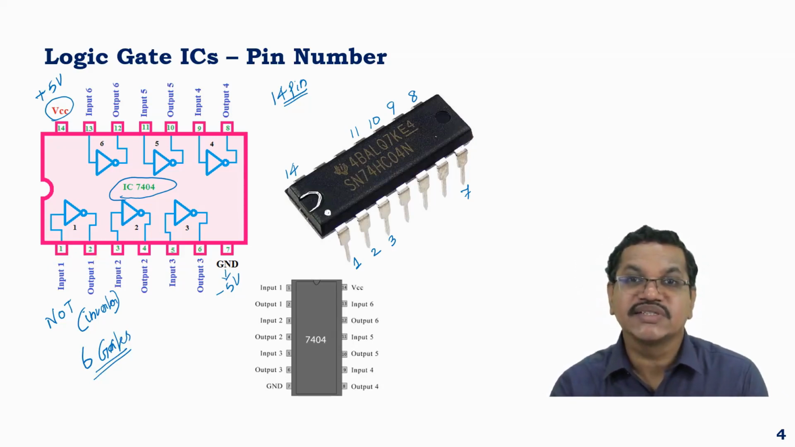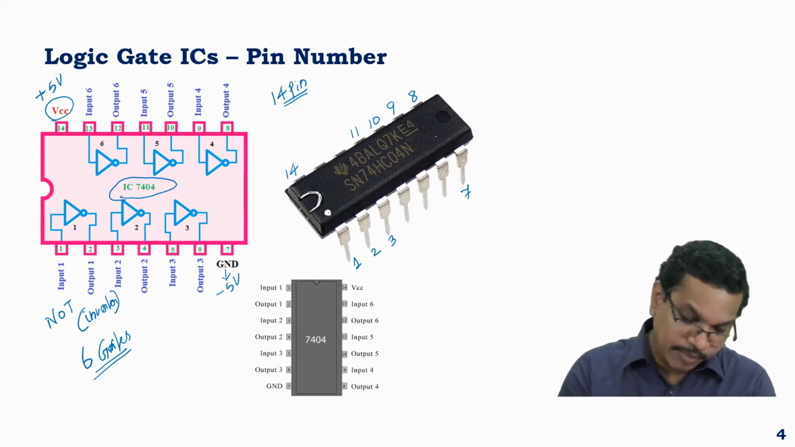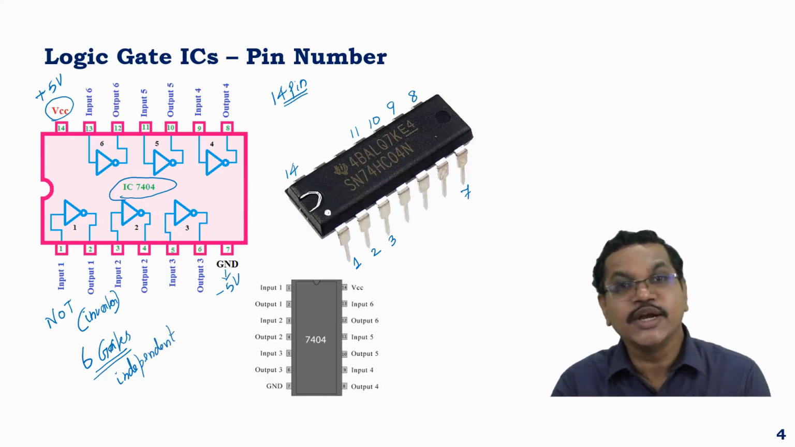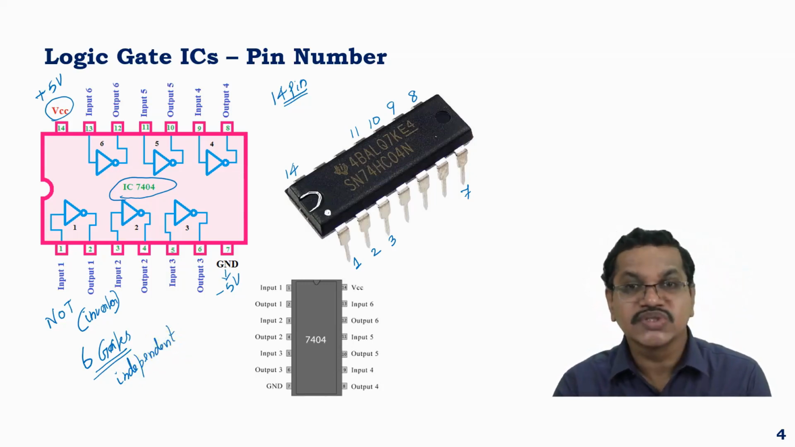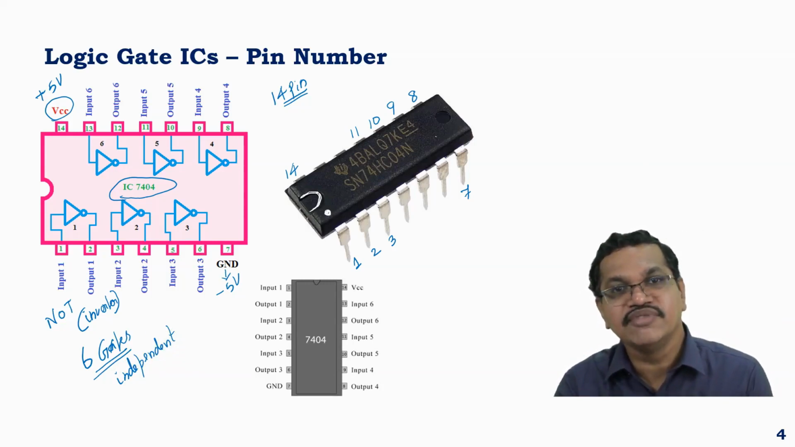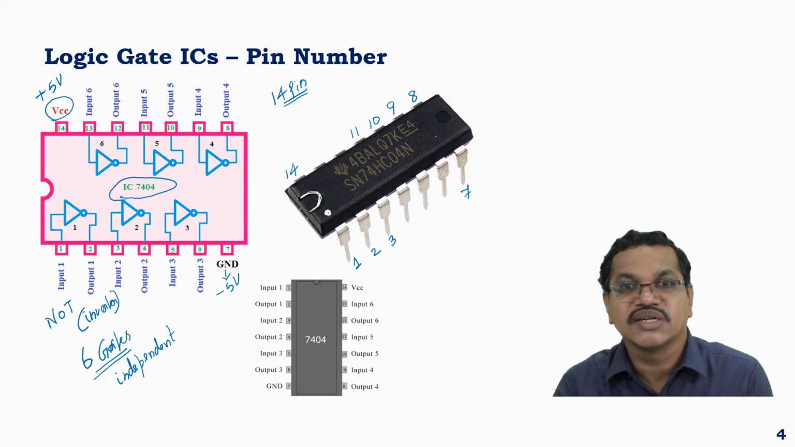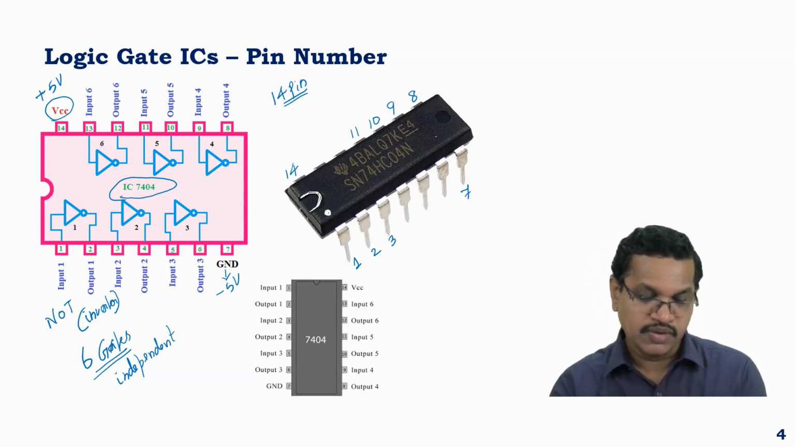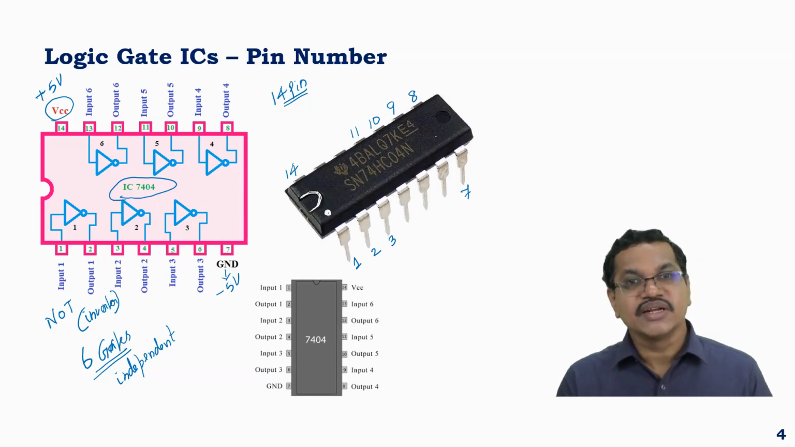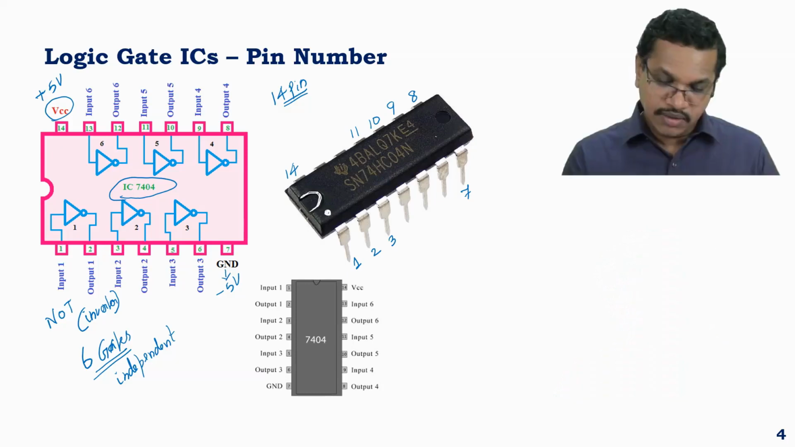All these 6 gates can operate independent of one another. That means in case you want to use only 2 NOT gates, you can use any 4 pins, and then leave the rest just untouched. That's not going to be an issue. In case you want only 1, that is also fine. In case you want 6, even that is fine. So at a time 6 gates can operate independent of one another.